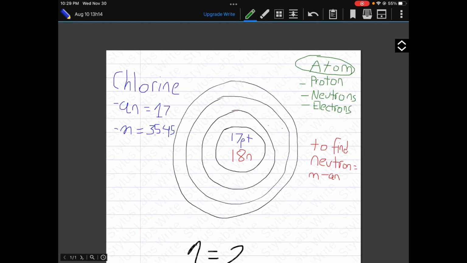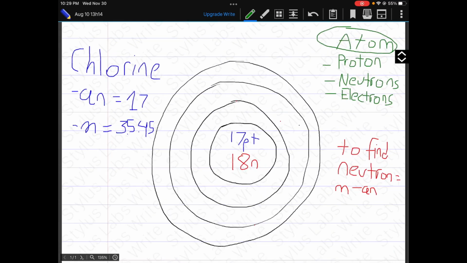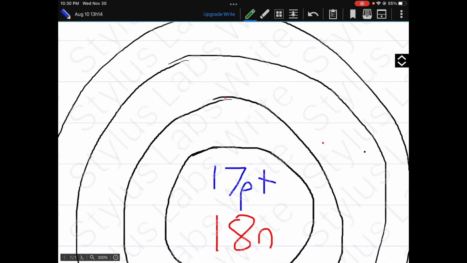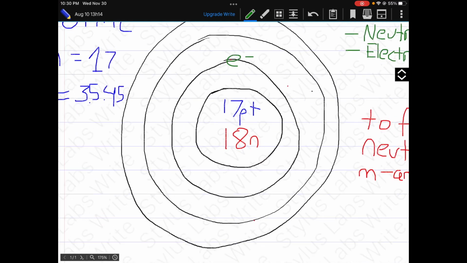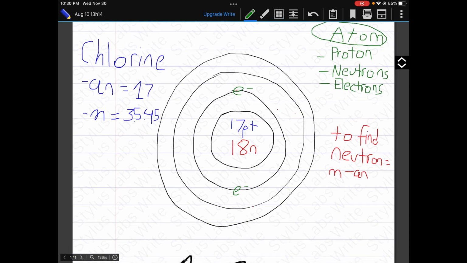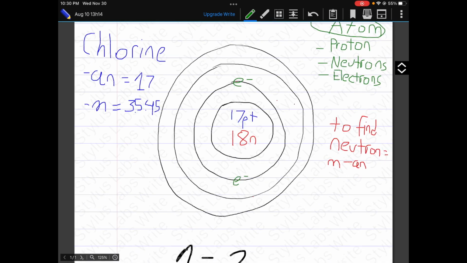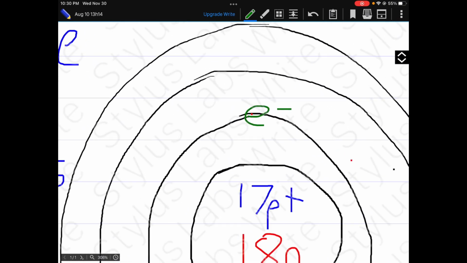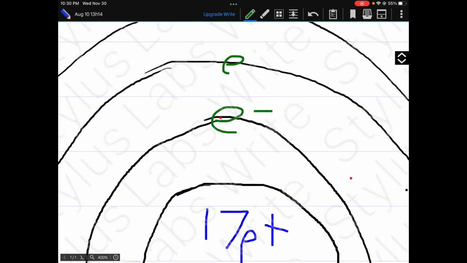Now that we have figured out the amount of neutrons that we have, we need to figure out our electrons. So the atomic number is 17, so therefore we have 17 electrons. Time to place them on the orbitals. So we know the first one can hold 2, so let's put 2. And now we have 15 electrons left. The second orbital can hold 8, so let's do 15 minus 8.